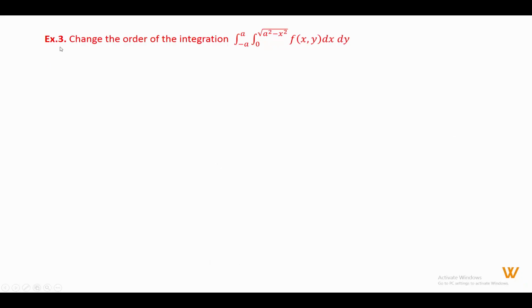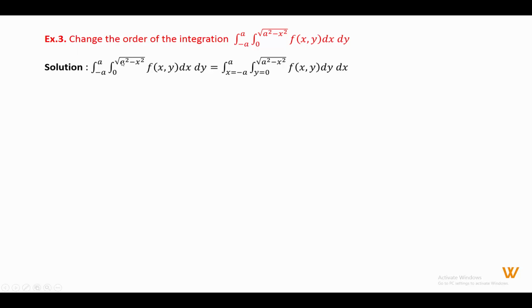Example number 3. Change the order of the integration. Integration limit minus a to plus a. Next integration limit 0 to square root a square minus x square, f of xy dx dy. First check the order of the given integration. Given integration limit minus a to plus a, integration limit 0 to square root a square minus x square, f of xy dx dy equal to.